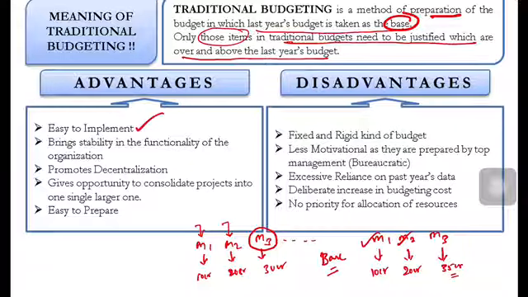It is very easy to implement. If you are changing any allocations, then only you need to give the justification. If there is no change in the budget, and as last time it was passed very smoothly, this year also it will be passed very smoothly, right?